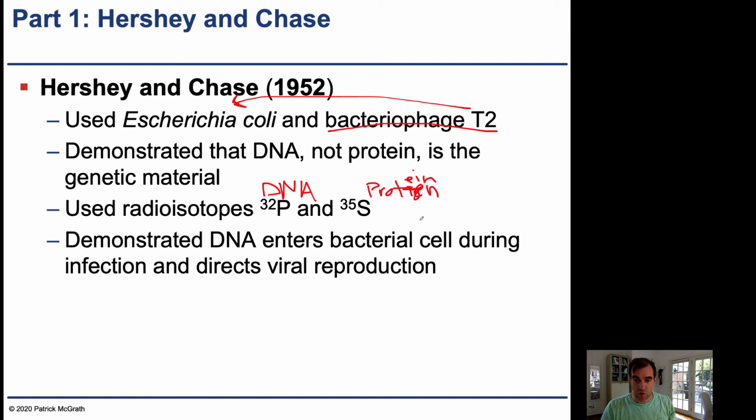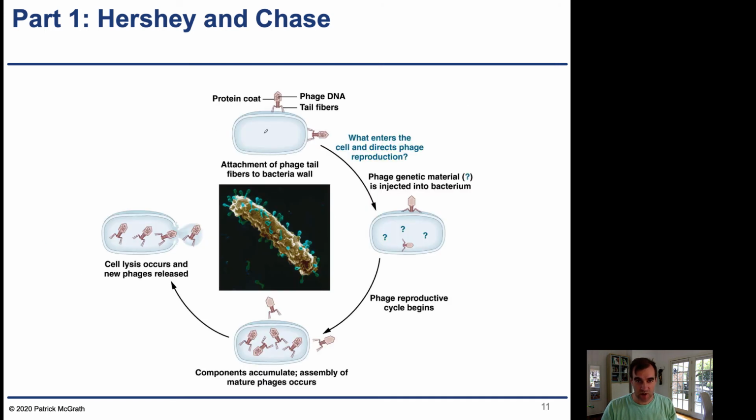And so if we use this sulfur radioisotope, we're able to specifically label the protein. And so how did this experiment get done? So this is the T2 phage. So the phage consists of a head and tail fibers, and so it's able to infect an E. coli bacteria. So here we see a picture with dozens of these phages actually infecting a single host bacterium.